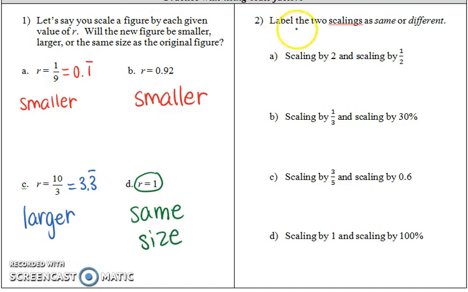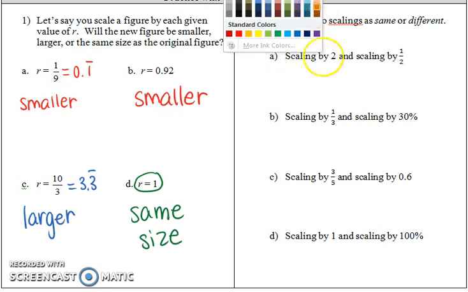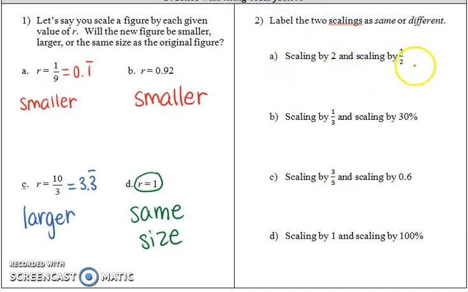So let's go on to number 2. Number 2 wants us to label whether the two scalings are either the same or different. So number 1 is asking if we scale by 2, is that the same thing as scaling by 1/2? Well, scaling by 2 would make it bigger, and scaling by 1/2 would make the image smaller. So this is definitely different.